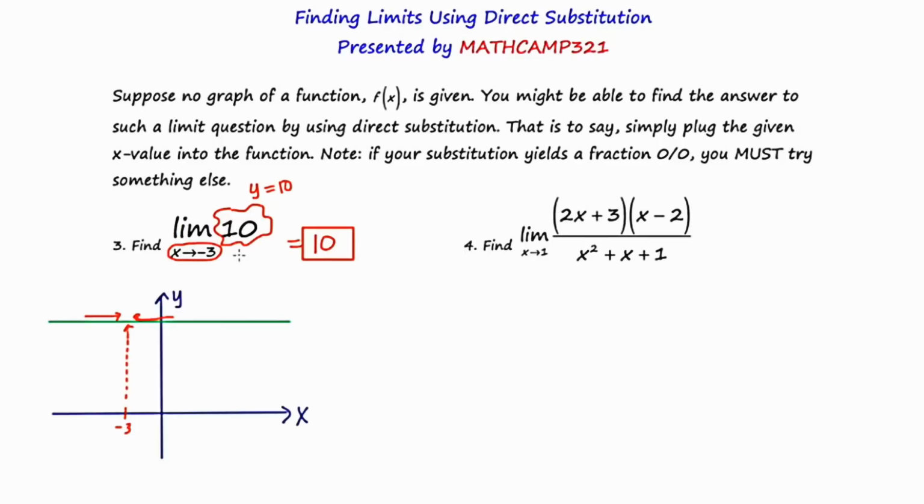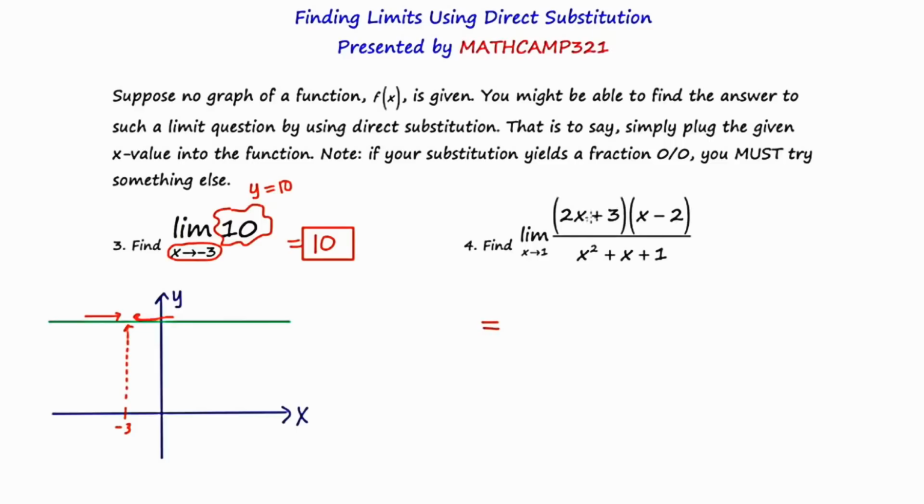Okay, for our final example, we're asked to find the limit of this big rational function as x approaches 1. So I'm just going to start by plugging in 1 and seeing what happens. If I plug in 1 and I don't get the fraction 0 over 0, then I'm good to go and I'm done. So let's start with the top left.